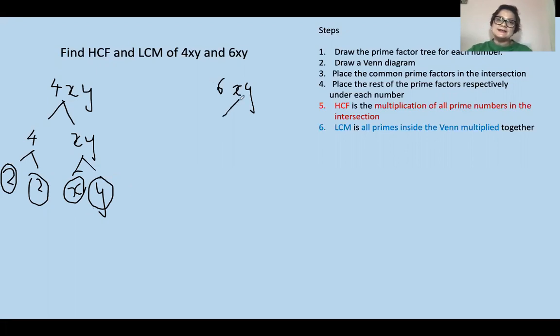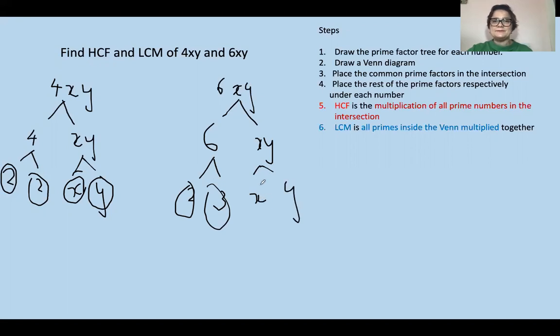6xy, do exactly the same thing with the 6 and x and y. So separate 6 and x and y, and then split the 6. We know 6 is not a prime. 6 is a multiplication of a 2 and a 3. Don't forget to circle the 2 and the 3, and do exactly the same thing with x and y. Right, and now is the time to draw the Venn.